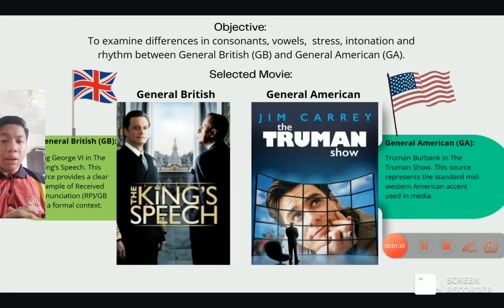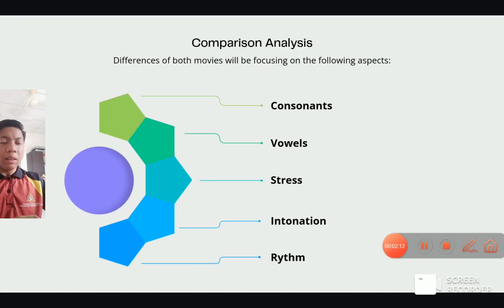The objective of this analysis is to examine the differences in consonants, vowels, stress, intonation, and rhythm between General British and General American accents. For that, we will make the analysis based on two selected movies. For General British, we will use The King's Speech, and for General American accent, we will use The Truman Show. So this is what we're going to focus on: the consonant, vowel, stress, intonation, and rhythm.